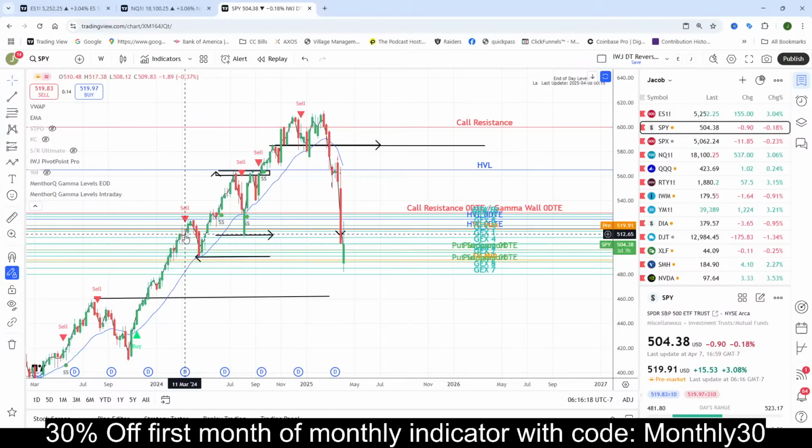Right here, you had a sell signal. It went up a little bit, but then a few weeks later you're down here at 494 off of a 510 entry. So 16 points down, you're going to make some money there. That's a 160-point move in the ES.